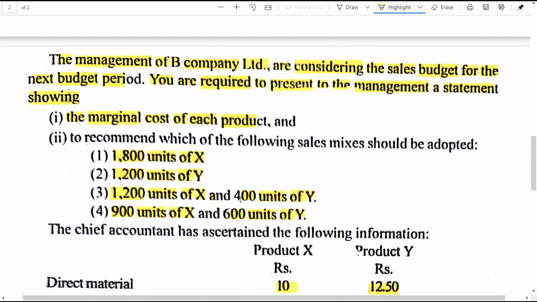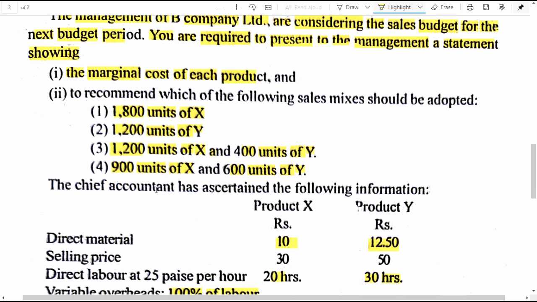So, we have to find out with the given information, what is the contribution per unit of product X and Y. Followed by, we will prepare a statement which shows the contribution and its related profit for each of these 4 choices and eventually decide which particular choice or alternative sales mix is profitable for the business enterprise. This is what we are going to do.